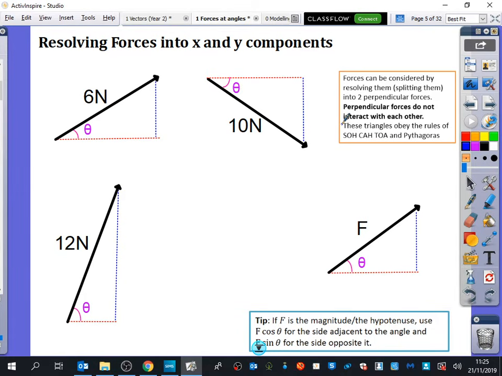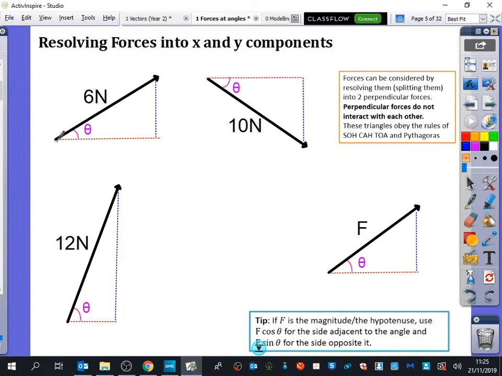If you wanted to move it up and down, you could move it left and up. You could move it diagonally, but that's no longer perpendicular. You've made it a combination of these two forces. So these triangles that we have here, which we can split into these two components, obey the rules of SOHCAHTOA and Pythagoras because they are right-angled triangles. We can split these forces up.